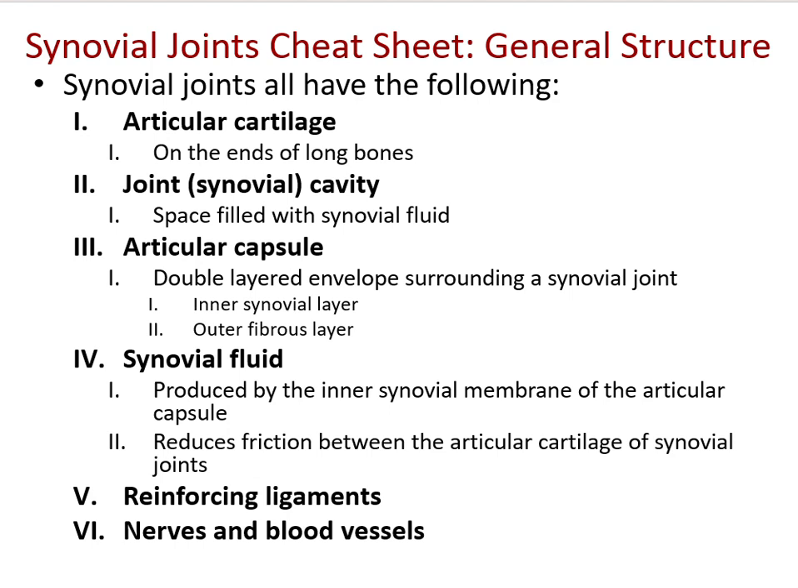There's also an articular capsule that has an inner and outer layer. The inner layer is that synovial layer that makes the synovial fluid, and the outer layer is more fibrous and kind of just structural in its components. And this would surround or envelop the synovial joint. There's also reinforcing ligaments and nerves and blood vessels. So that's just a quick cheat sheet, or general structure, for synovial joints.